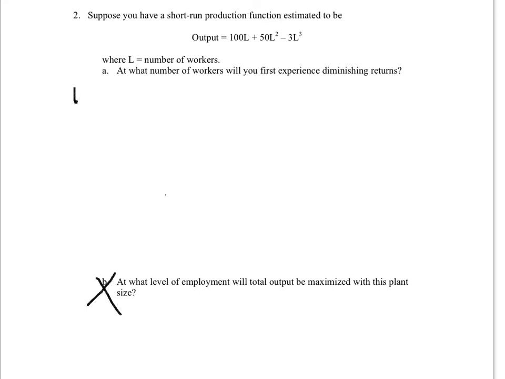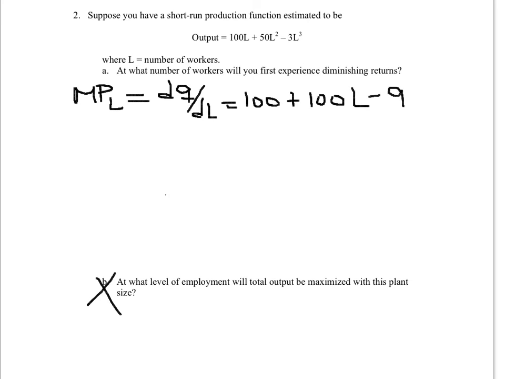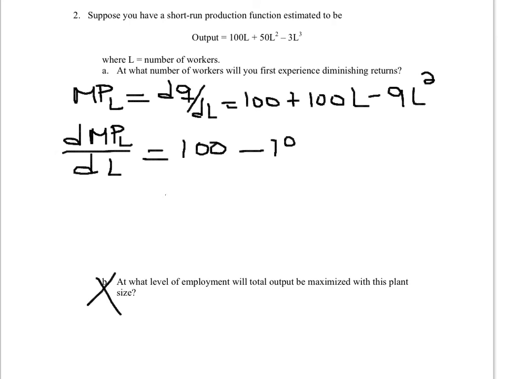Well, the first thing you need to know to find the marginal product of labor, and you know that that's the derivative of output with respect to labor. In this case, it's going to be 100 plus 100L minus 9L squared. And you want to find the point at which that equation starts to decrease, the maximum point of that equation. So you're going to have to take the derivative of that equation, which is MPL, with respect to labor, and that's going to be 100 minus 18L, and make that equal to 0. And you find L equals 5.6.